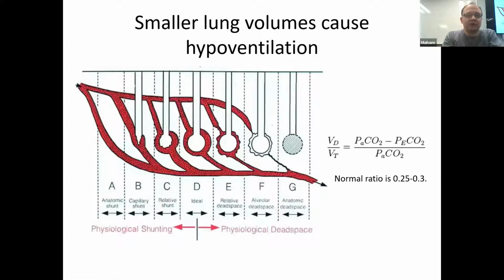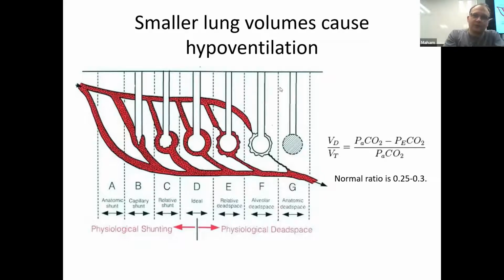So smaller lung volumes cause hypoventilation. An important point here is that when lung volumes are smaller, the dead space ratio, which is represented by this equation, becomes higher. The dead space, to review, is the oropharynx, the large airways, every part of the respiratory system that doesn't participate in oxygen onloading or carbon dioxide offloading. And so that represents a percentage of each tidal volume that is inefficient, if you will.